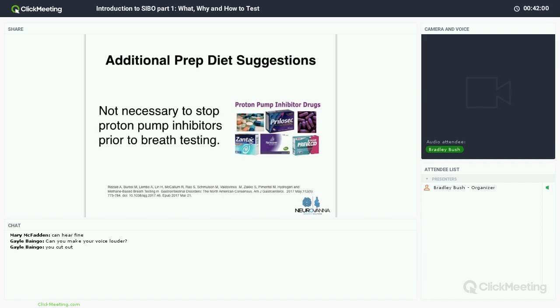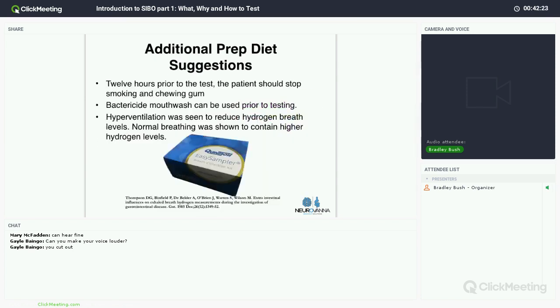It used to be that patients were told to stop proton pump inhibitors and other acid blockers prior to testing, but actually that's been disproven in research. Even though they're probably on the proton pump inhibitor because they have SIBO, in itself, the medication and the suppression of acids do not affect the testing, so that is okay to maintain on them, and hopefully then after diagnosis and treatment, they can get off of them much easier.